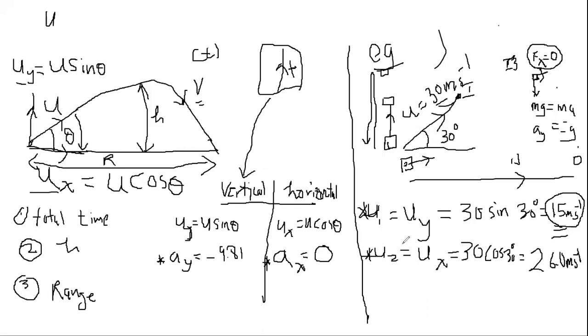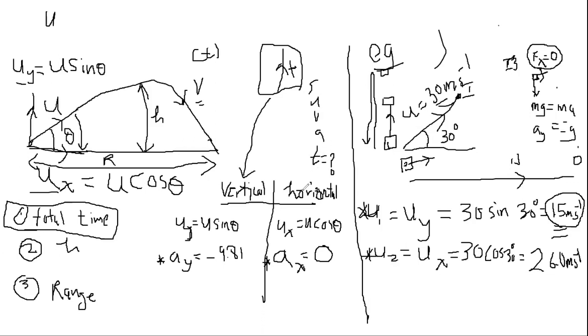Okay, now as we proceed, you want to find total time. To find total time, you want to use the SUVAT formula. How many pieces of information do you need? 3, right? You need 3 pieces of information out of SUVAT.